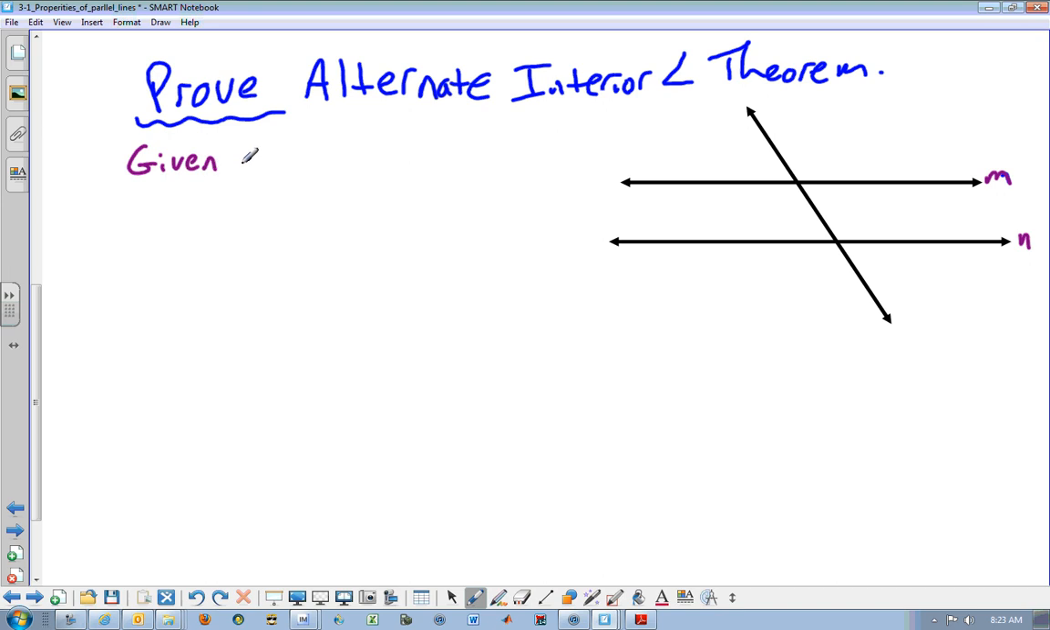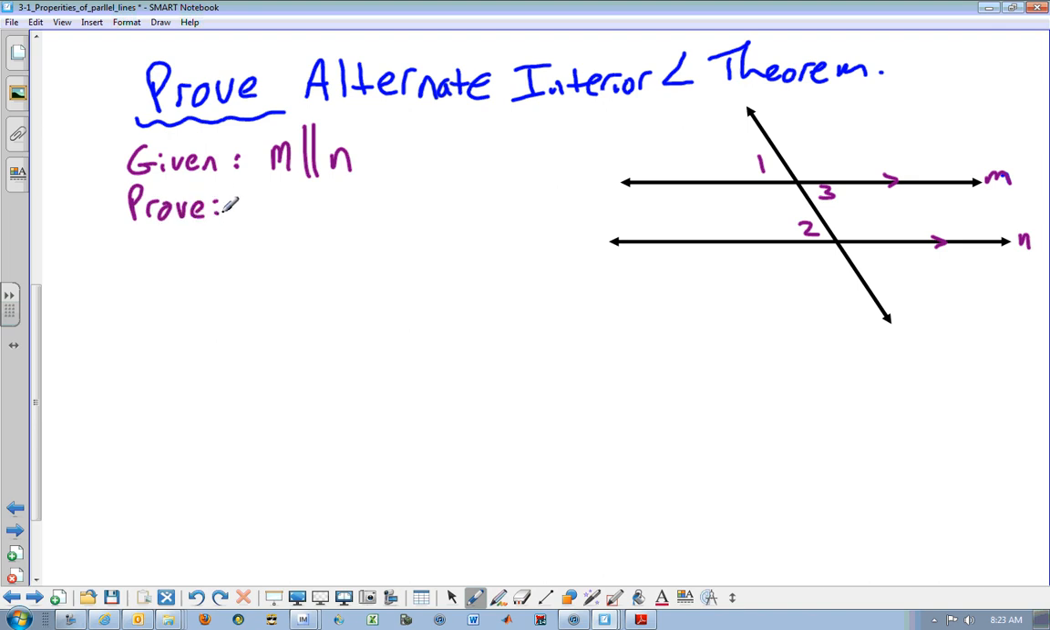So here we're going to say given, line M is parallel to N. You can sketch this little drawing as well. So M and N are parallel. We can show that with these arrows there. And we've got a transversal cutting across it. And let's get some numbers here. We'll need this, let's say 1, 2, and 3.